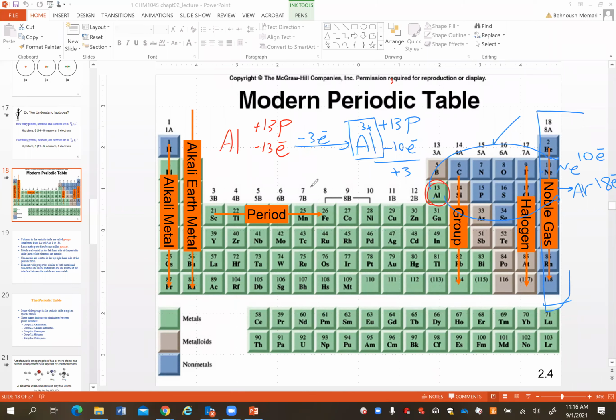Now that we are on this slide with the periodic table, we're going to look at another example, oxygen. How many protons do we have for oxygen?